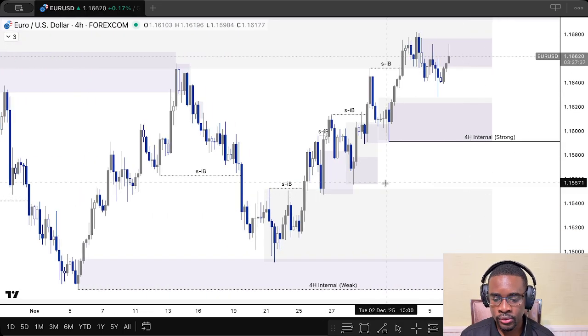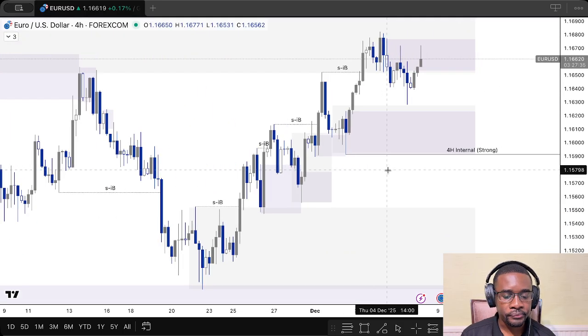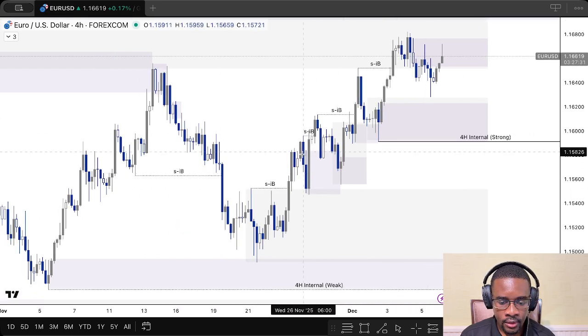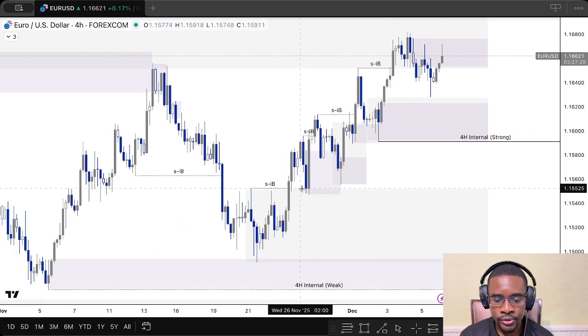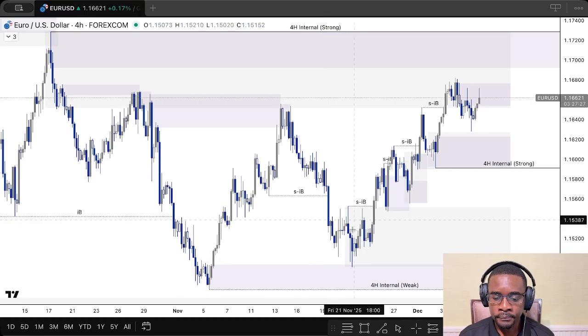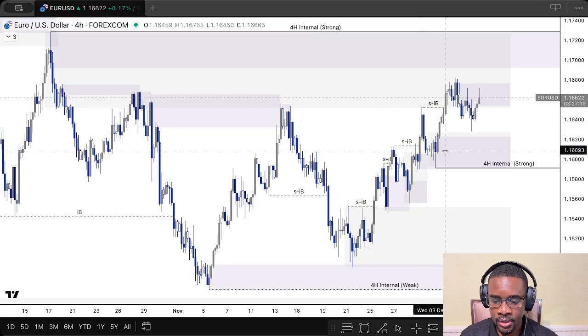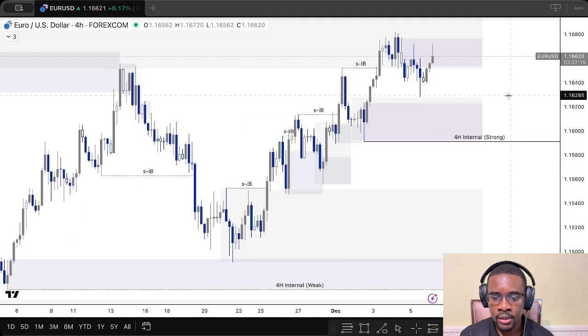But when we look at the internal of the internal, so these small trends inside the internal, if we are trying to follow price every day to come up with trades, we have to follow the most recent price action. So if we're looking at the internal of the internal, right now it is bullish. We are breaking structure to the upside.